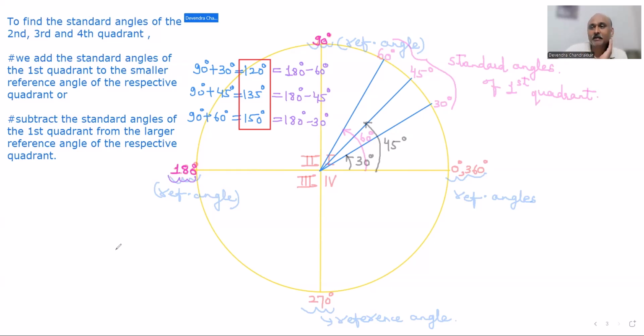Solve it and send the answer to me on the chat window. Write your answers in the chat window. Write the standard angles of third and fourth quadrants in the chat window quickly. And copy this slide, all of you.